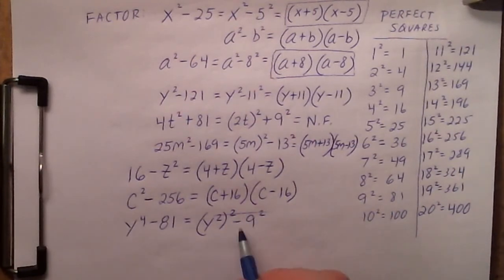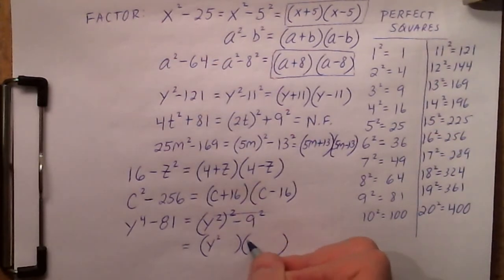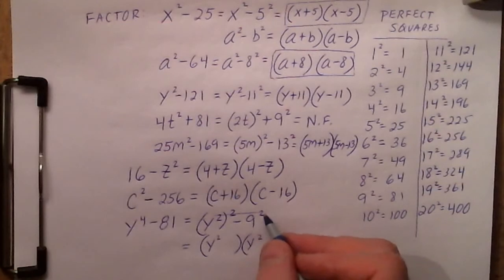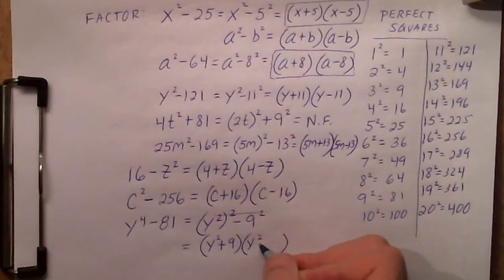So ladies and gentlemen, you can see that we do have the difference between two squares. So therefore, this would factor immediately into the product of two conjugate binomials. The first terms of which have to be y squared, because that's the first term that's being squared. And the last term is 9 that's being squared, so our conjugate binomial factors will be y squared plus 9 times y squared minus 9.